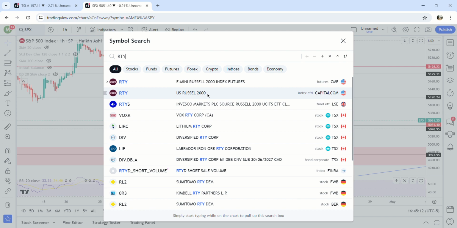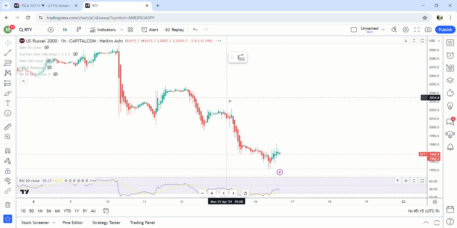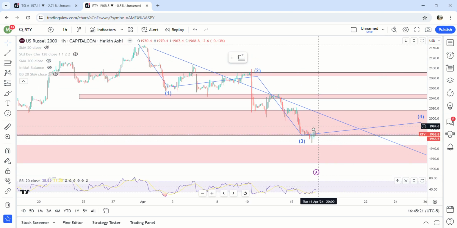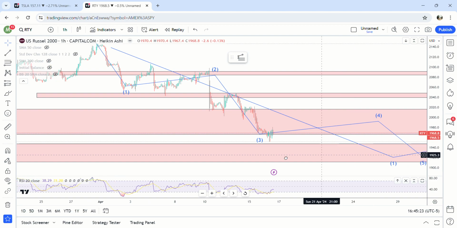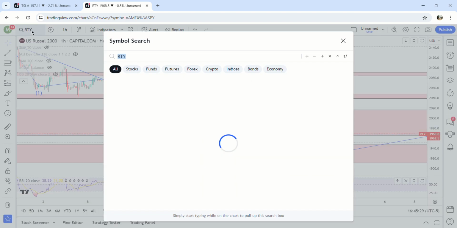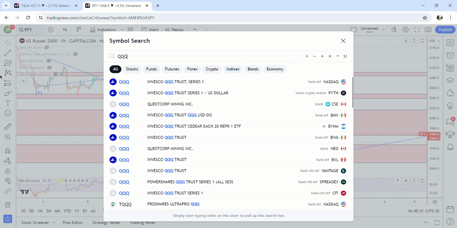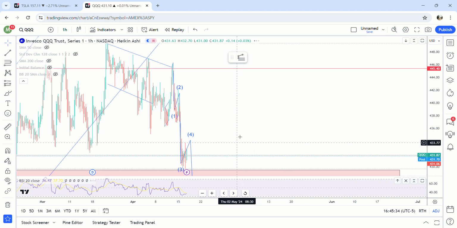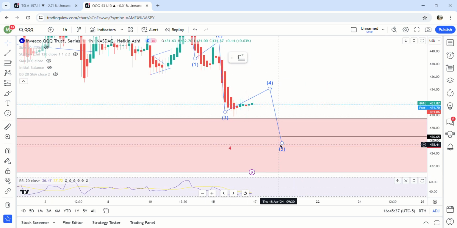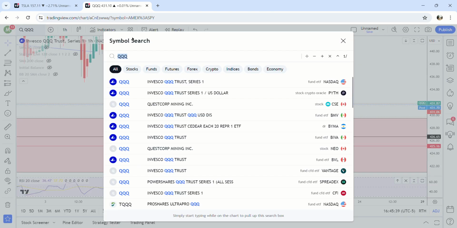Okay, RTY. Down 0.5%. Still in a 4th wave like I talked about. Maybe a little bit higher tomorrow, and then the 5th leg down here to 191 to 194. QQQ, just because I already have this labeled. Same thing, looking for a 4th wave, 5th wave down here to 426.